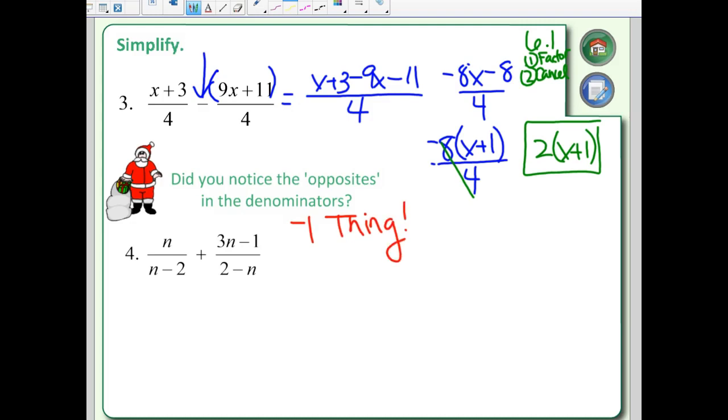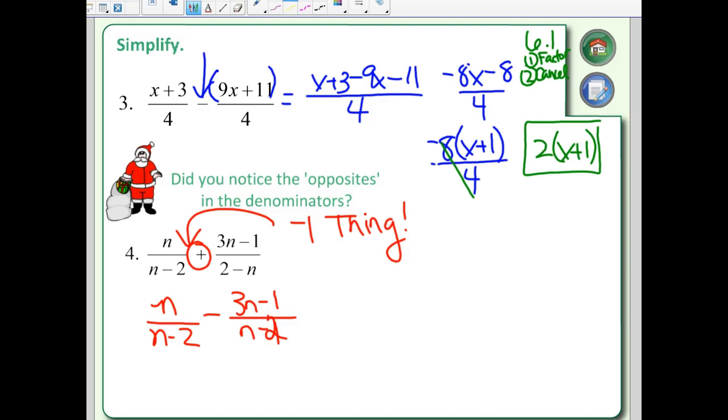Okay, so if I use the -1 thing, now I've got n over n minus 2. And now we've got 3n minus 1 over n minus 2. But that -1 thing is going to also change that sign in the middle. So since it started as a plus, that means now it's minus. So, oops, look what Mrs. Burton did. This should be n minus 2.